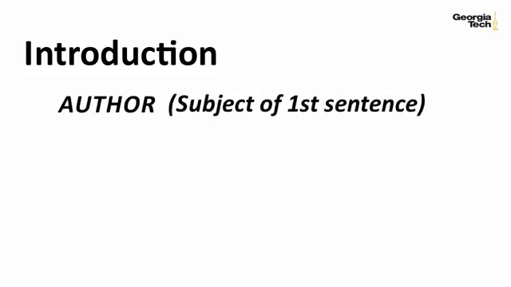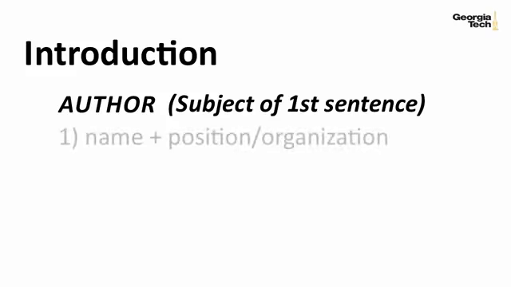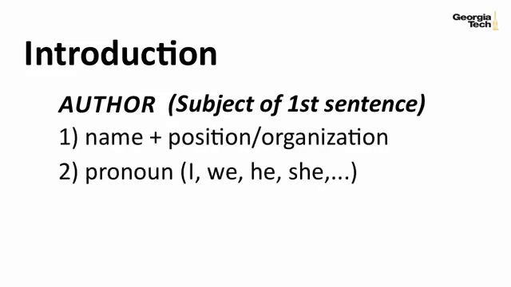The author is the writer of the email. Grammatically, the author is the subject of your first sentence. There are two ways to write the author. First, by writing the name, position, or organization, or second, by simply writing a pronoun. Your choice is going to depend on how many times you've written to your reader. If you're writing an email for the first time, it's important that you write the actual name, position, and organization of the author. Let's look at an example.